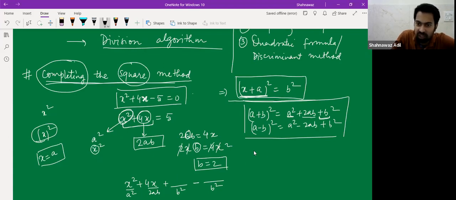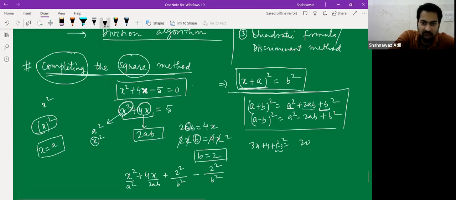So let's say 3x plus 4y is something like 20. If we add 3 square and subtract 3 square, this doesn't affect the whole equation, right? So we can add the same number and subtract the same number. So we can add 2 square, we can subtract 2 square. Right. This part you understand. Did you guys understand?